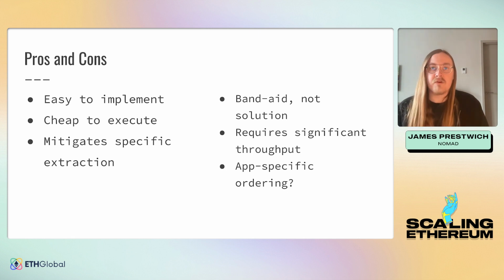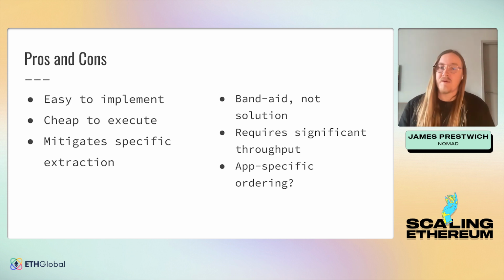And in order to be effective, it requires significant throughput. If all of the messages touch a different state, then shuffling the order has no effect on the outcomes. This only works if you have several messages, a significant number, that touch the same state, so that shuffling changes the outcome of those messages. The other major con is that some applications want a specific ordering. They want to know that messages are received in the order they're dispatched. And this does not preserve that property.